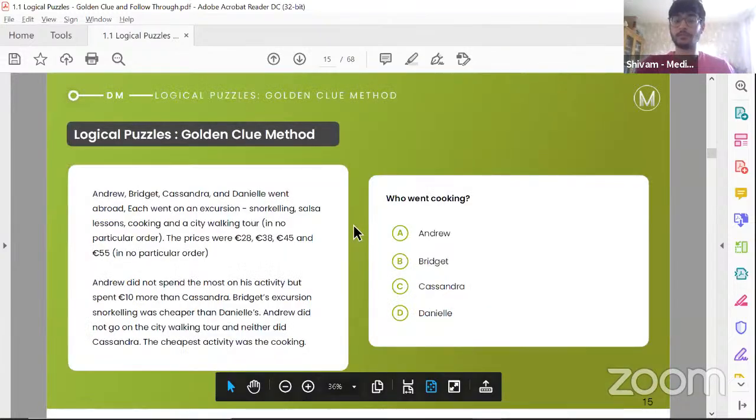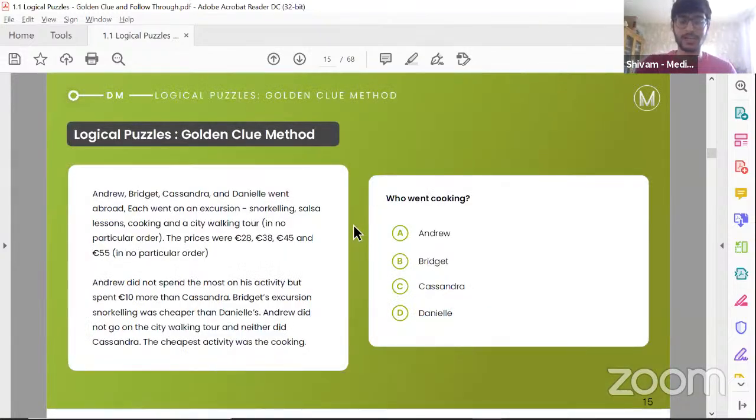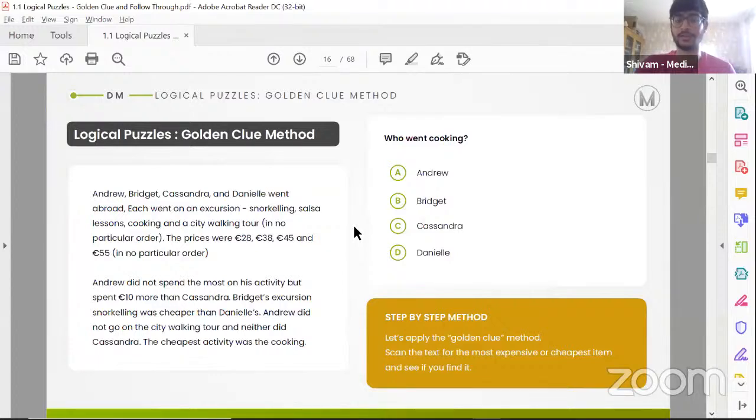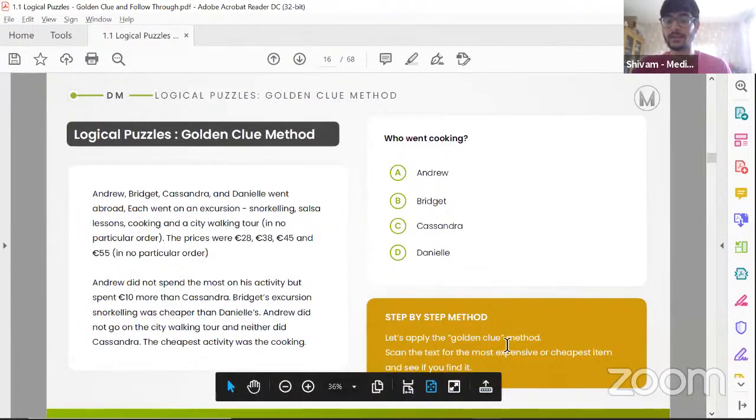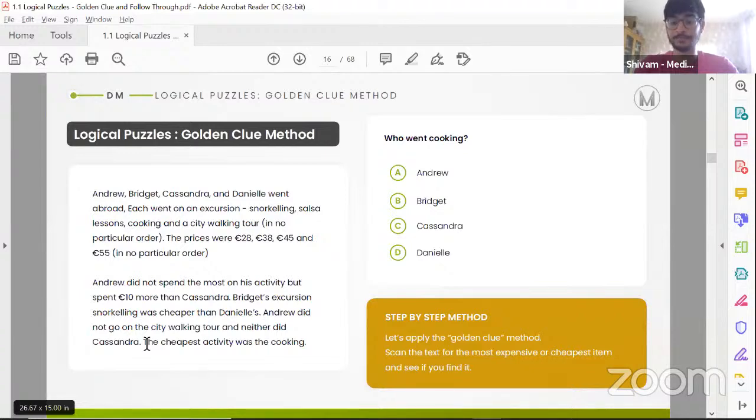Okay, so I'm just going to go through this one more time. If anyone found this a bit challenging, I'm going to go through it one more time to really appreciate this. The first thing I did is apply the golden clue method. I scanned the text very quickly, and identified this sentence right at the end, which says the cheapest activity was the cooking. That was my golden clue, and that was what I highlighted. I know that the person who spent 28 euros must have done cooking.